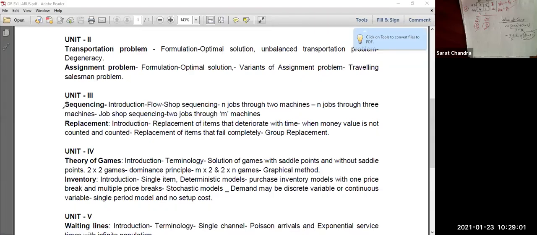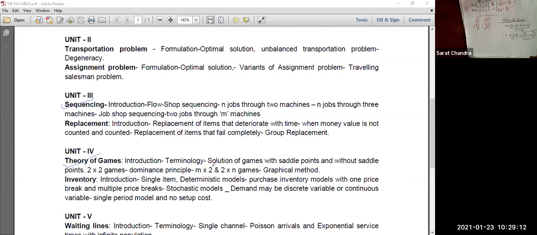That's why after unit 3, once I share the screen, just a minute, I will share the screen. Okay, so that's the reason why after the sequencing chapter, we have started with theory of games. Clear? So we have completed sequencing from unit 3. After that, instead of starting replacement, we have started theory of games.